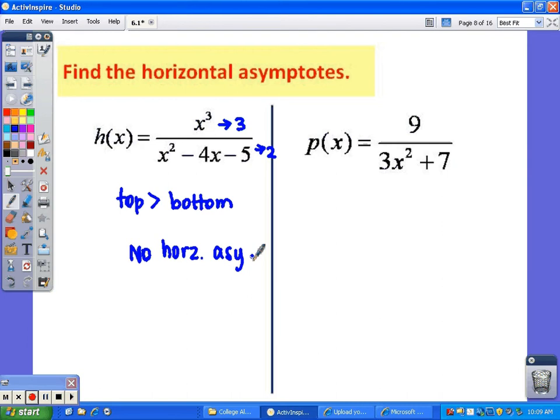This next one, on top we don't have a variable, so that tells us our degree is 0. On bottom, the degree is 2. So the top is going to be less than the bottom, so automatically we know the horizontal asymptote would be at 0.